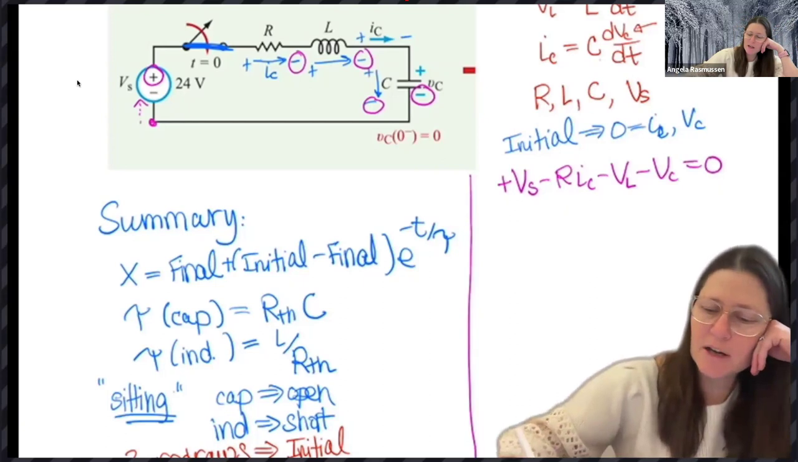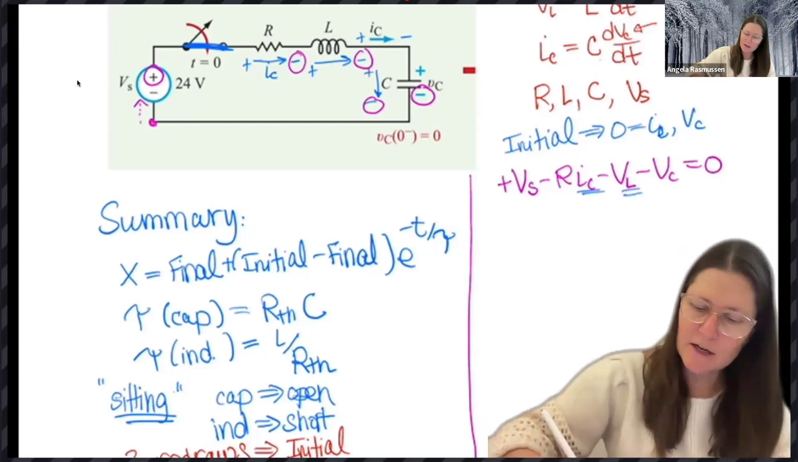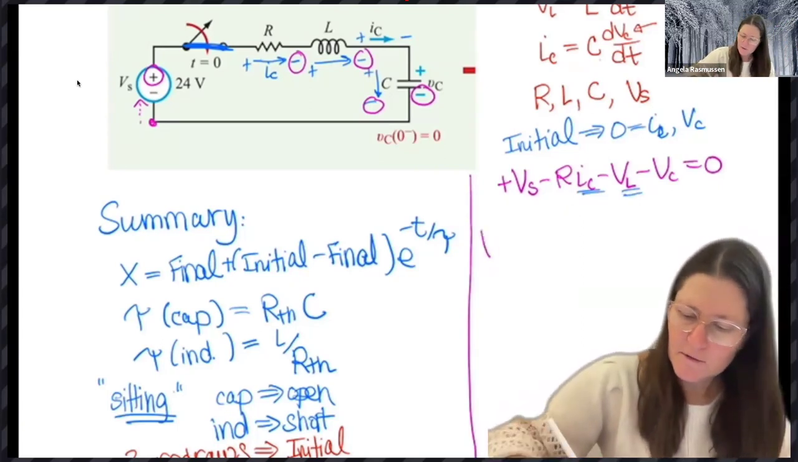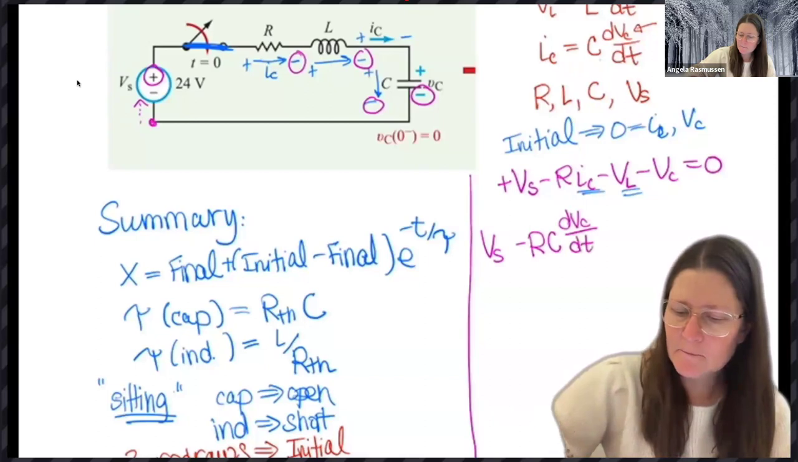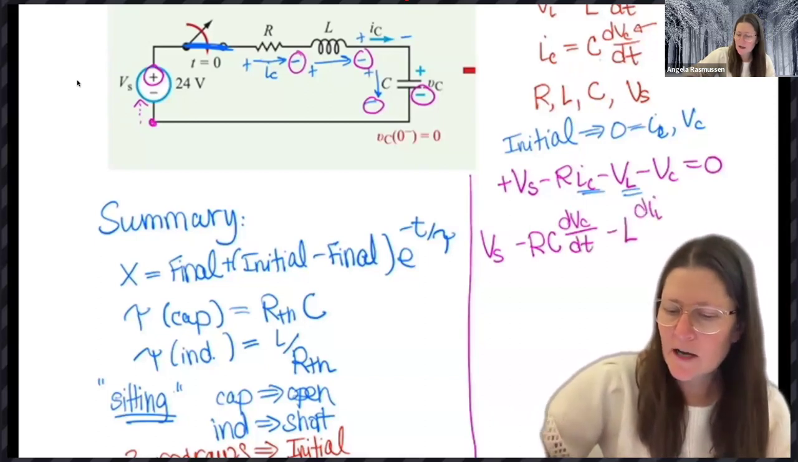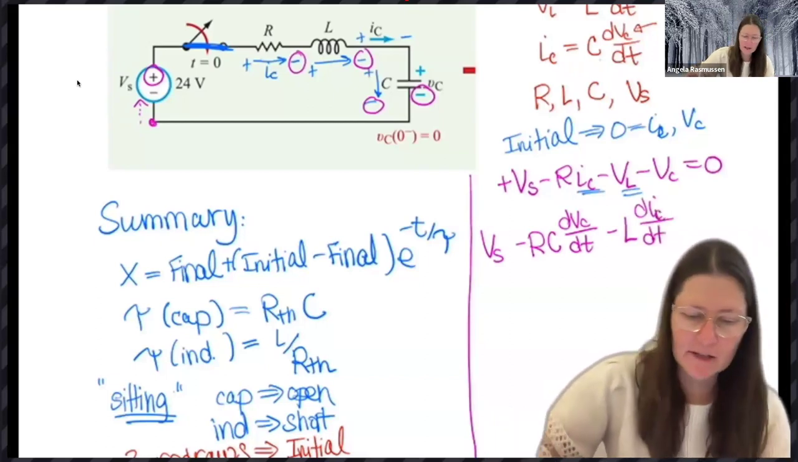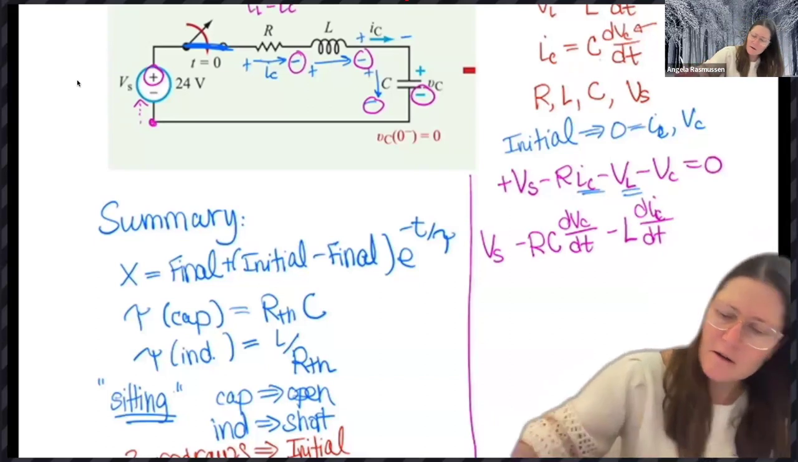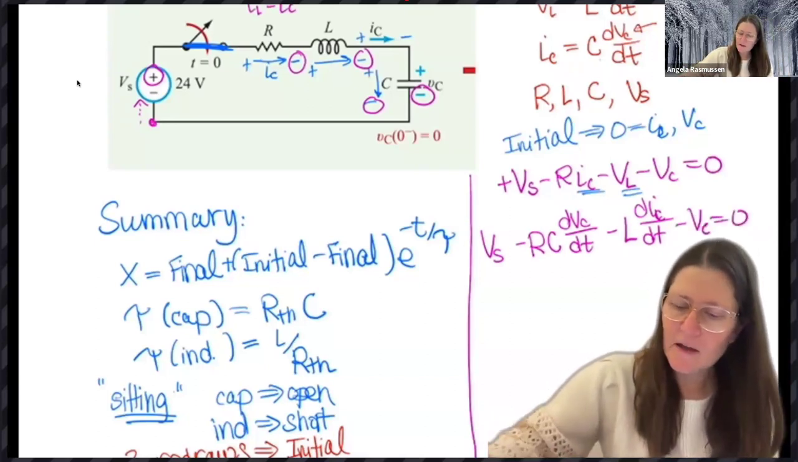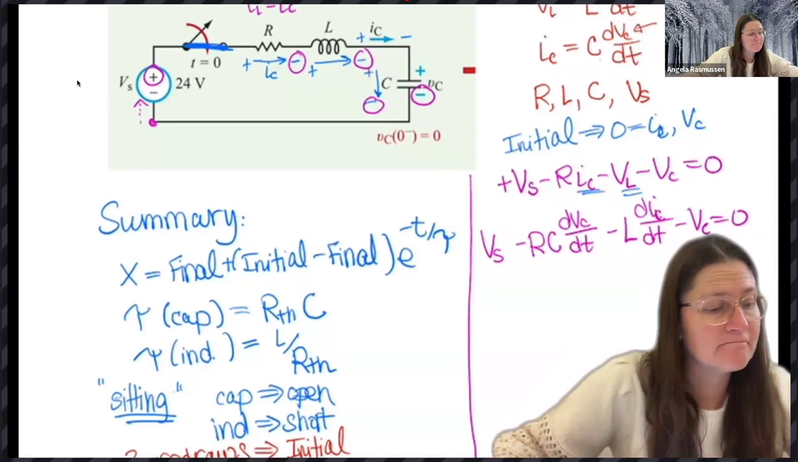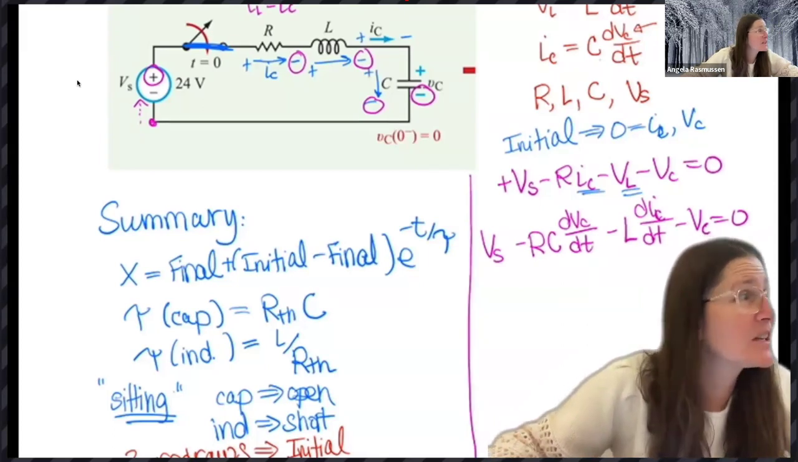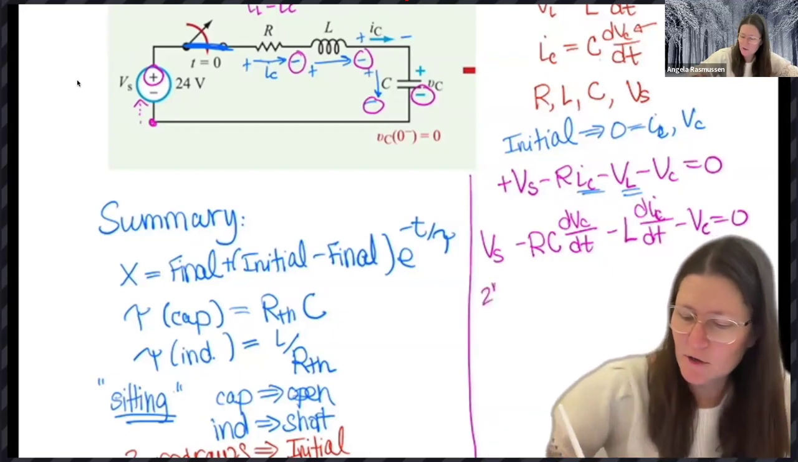And then from here, we can now substitute in for IC and VL equations, we have those. So now we can rewrite this as VS, which is a known value, minus RC dVC/dt, minus L dIL/dt, and IL and IC are the same. Note that. And then minus VC. So what kind of an equation is this? Correct. Second order.